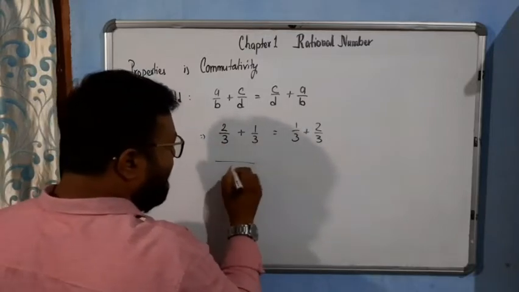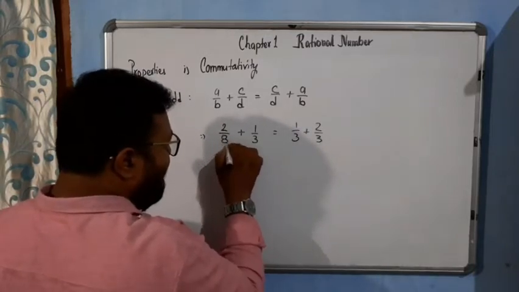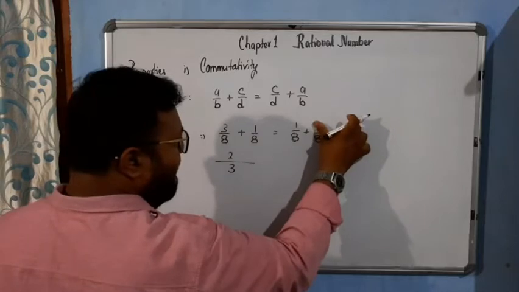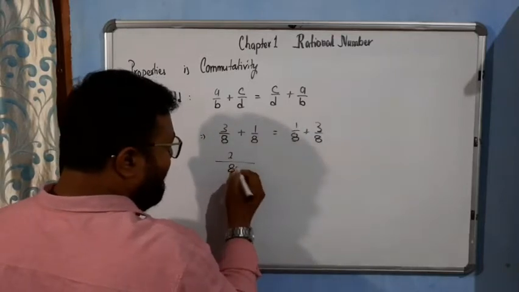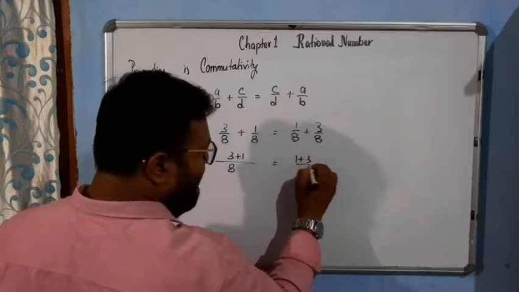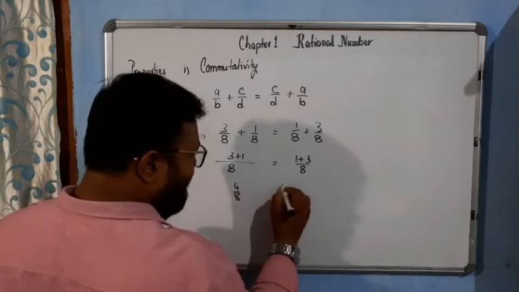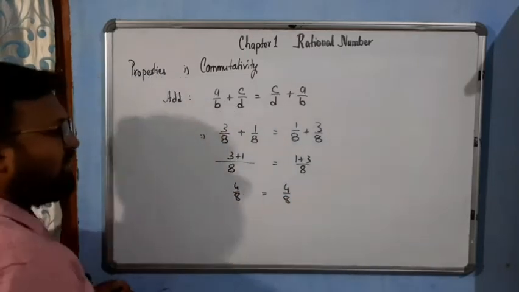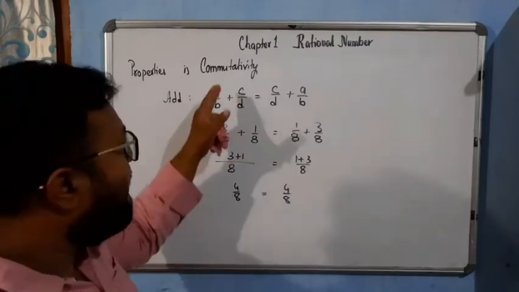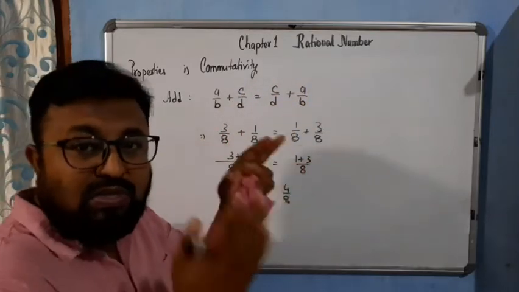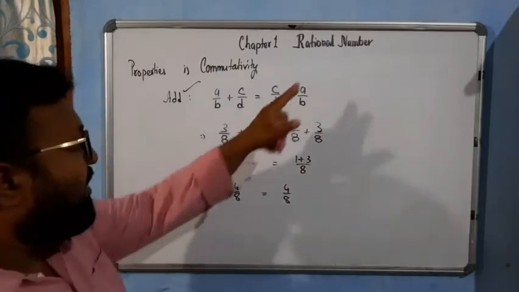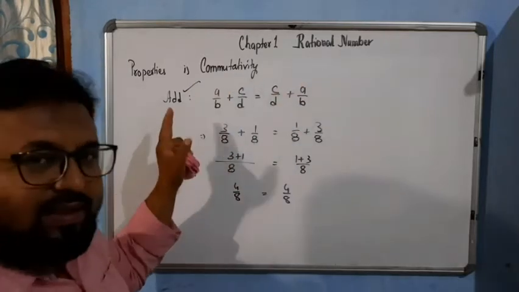So very simple here. 3 plus 1, here also 1 plus 3 by 8. Ultimately we are getting 4 by 8. Here also we are getting 4 by 8. Both parts are equal. So we can say that in commutativity, addition is applicable. So in commutative property, rational numbers are closed under addition. So here in this case, we can give a tick mark. It says that for rational numbers, the commutativity for addition is applicable.